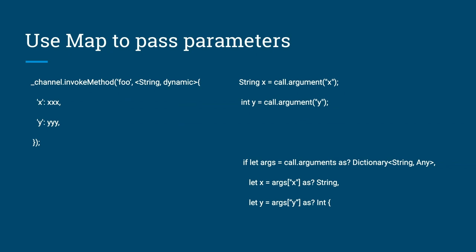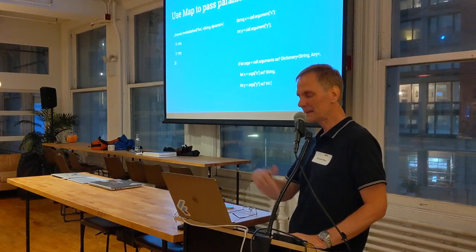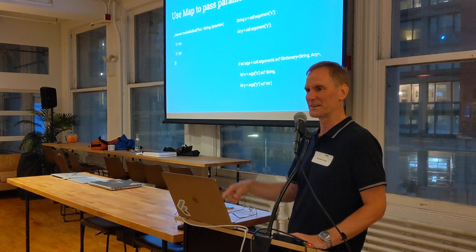And slightly more wordy in Swift, you're going to say if let args = call.arguments as? Dictionary<String, Any>, x = args["x"] as? String, and y = args["y"] as? Int. And if anything doesn't work in there, that if statement isn't going to fire, and you're going to fall through to the else, and then you can call result with a new error.